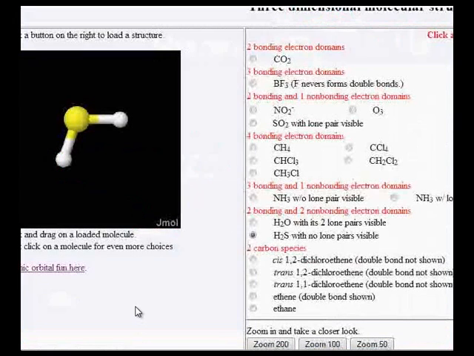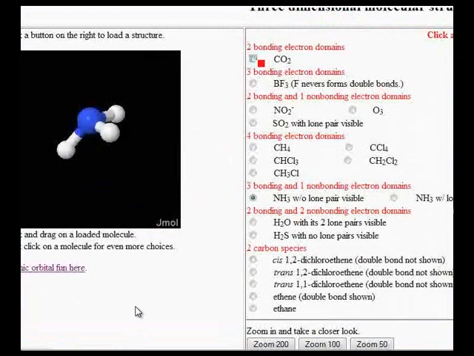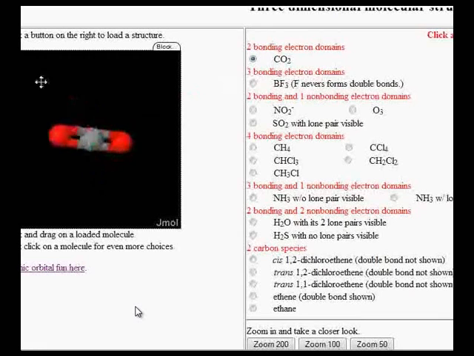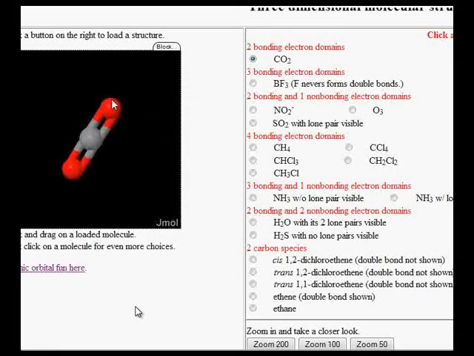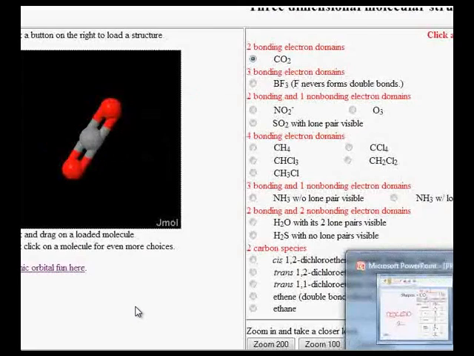All right, so let's take a look at CO2. This is what CO2 would look like. It's pretty rigid. It's got a carbon in the center. It's got 2 oxygens bonded to the carbon by a double bond. Linear structure.